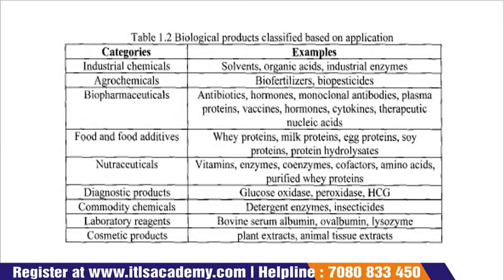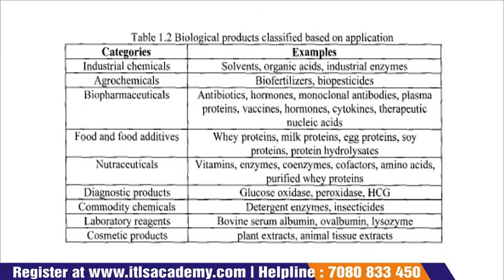Next is table second, where the biological products are being classified based on their application. Here are the categories with some examples. The first category is industrial chemicals. The examples are solvents, organic acids, industrial enzymes. The next category is agrochemicals. The examples are biofertilizers, biopesticides. The next category is biopharmaceuticals. The examples are antibiotics, hormones, monoclonal antibodies, plasma proteins, vaccines, cytokinins, and therapeutic nucleic acids.